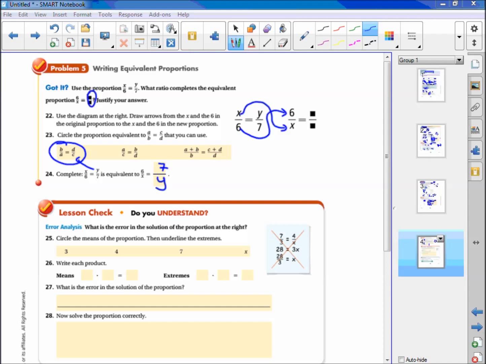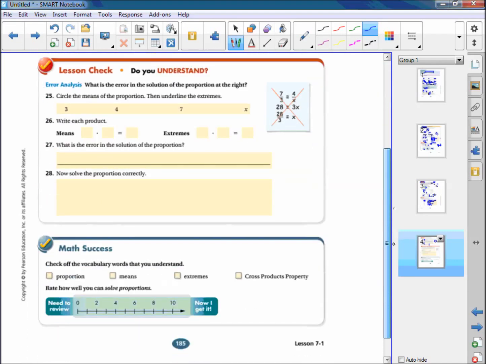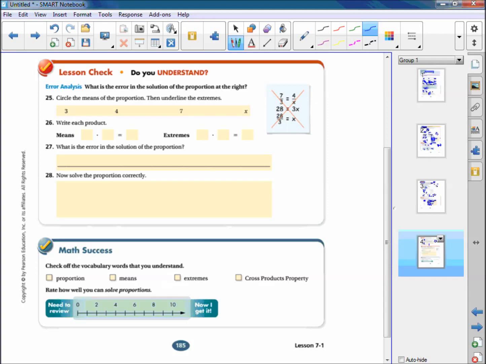All right. Lastly, we have a lesson check here. So as always, pause the video first, do the lesson check, and then come back and check it over. All right, welcome back. So what is the error in the solution of the proportion at the right?